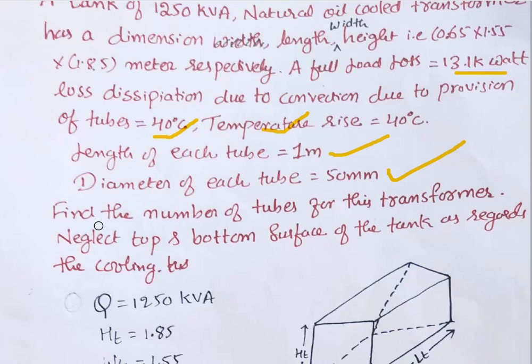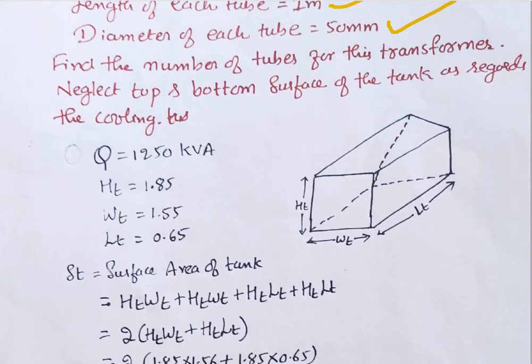So what we need to do is find the number of tubes for this transformer, neglecting the top and bottom surface of the tank as regards cooling. So we need to neglect the top and bottom portion.